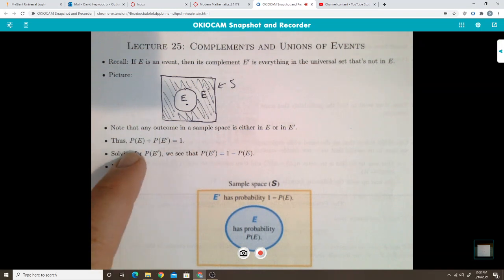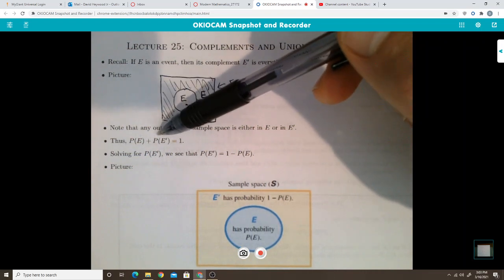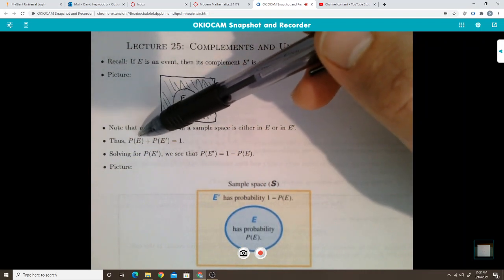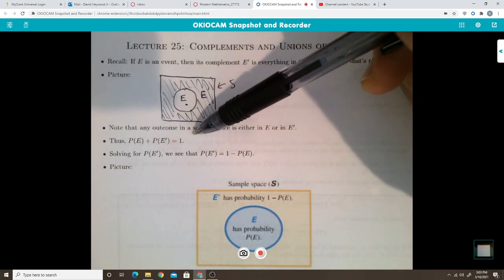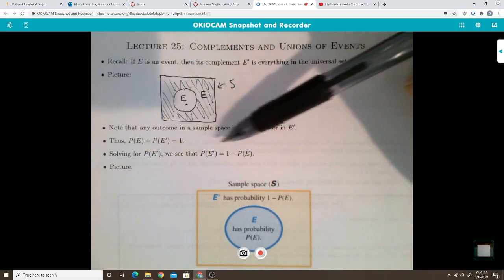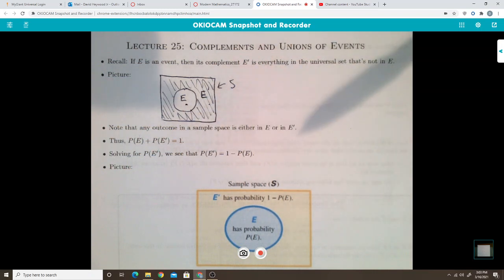So probability of E plus probability of E complement is 1. Now, if we want to solve for the probability of E complement, we would subtract probability of E from both sides of this equation, and we would see that probability of E complement is 1 minus the probability of E.